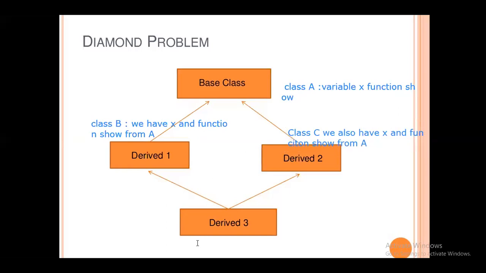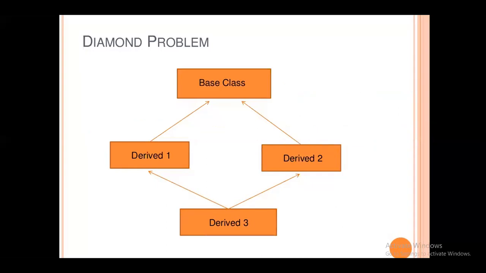The problem is just when we do this. Let's assume this is class D. Class D has two variables x and two show functions, and it gets totally confused about which one to call. And to solve this problem, we use virtual inheritance.